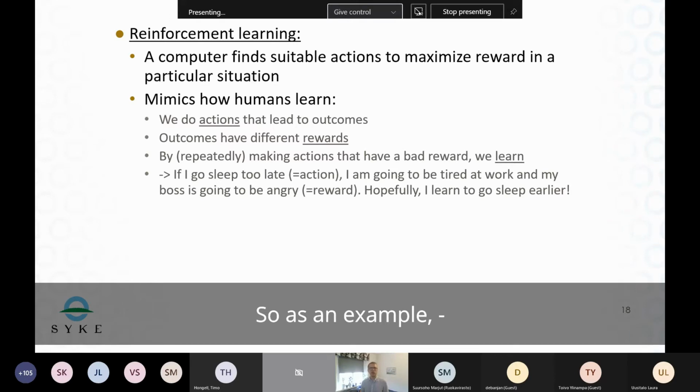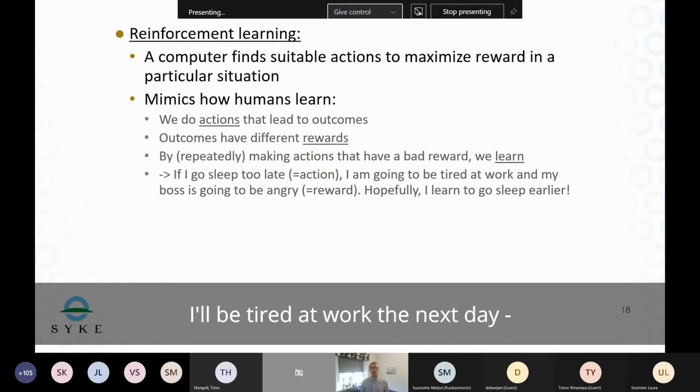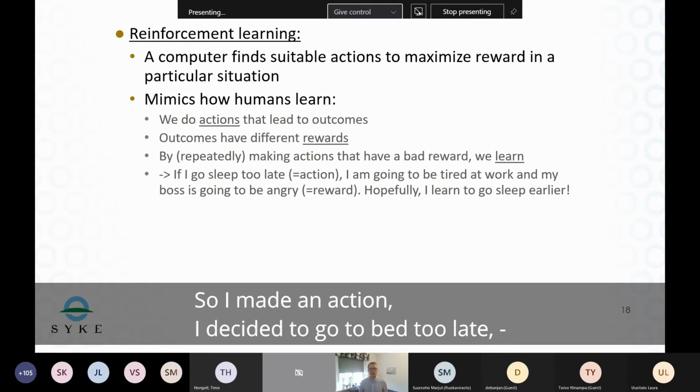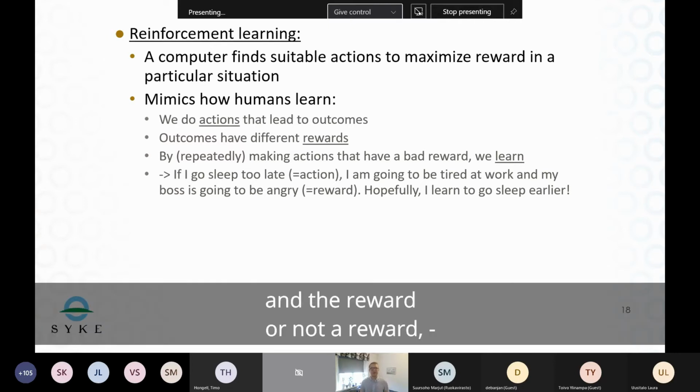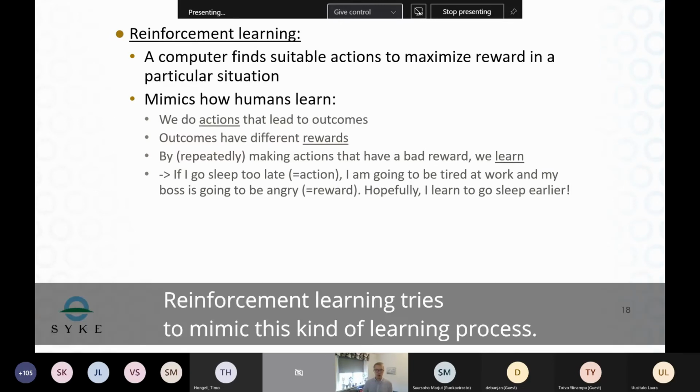As an example, if I decide to go to sleep too late, maybe there's an exciting movie on television, I'm going to be tired at work the next day, and my boss is going to be very angry at me. So I made an action, I decided to go to bed too late, and the reward, or not a reward, was that my boss was angry at me. From this feedback, hopefully I learned to go to sleep earlier. So reinforcement learning tries to mimic this kind of learning process.